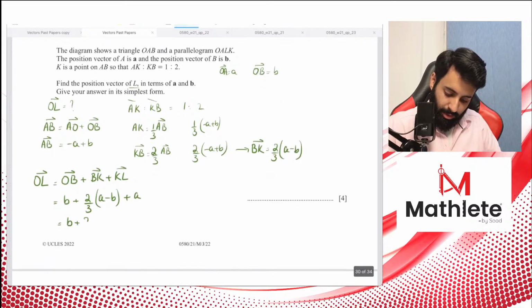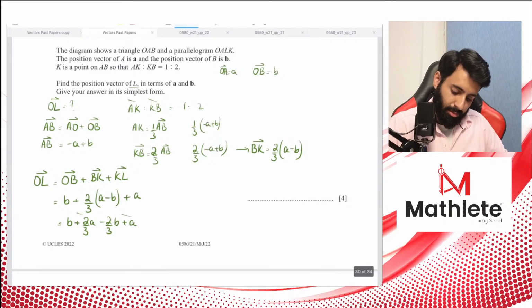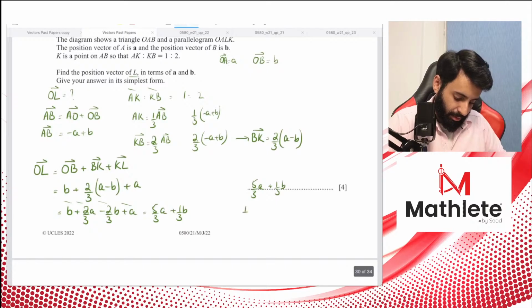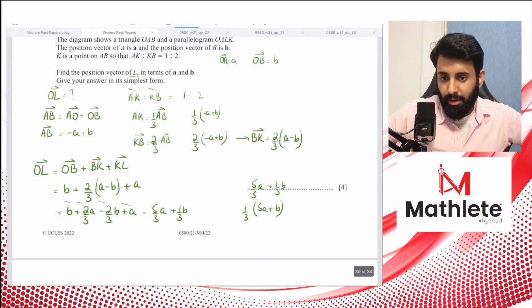Okay, so now there's a lot of simplification that's required. B plus 2/3A minus 2/3B plus A. So 2/3A plus A is going to be 5/3A. And B minus 2/3B is going to be plus 1/3 of B. So there you go. Now you have your answer, which is 5/3A plus 1/3B. You can take 1/3 common and write it as 1/3 of 5A plus B, but again, it makes no difference. It doesn't matter how you write it.